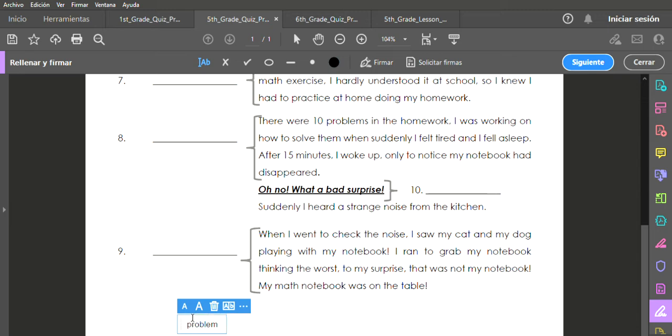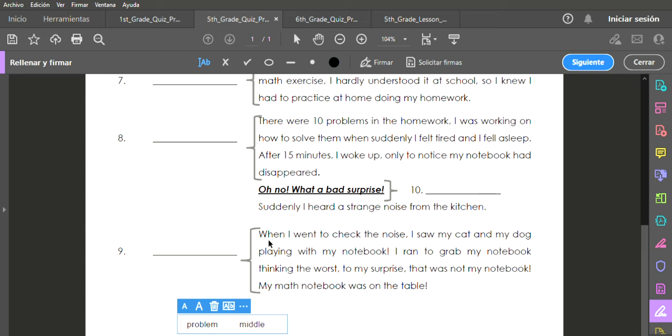Problem. The sentence that indicates a problem. La oración que nos indica un problema. ¿Ok? Middle. El medio de la anécdota. Remember that in the middle the problem is presented. Recuerden que en medio de la anécdota se presenta el problema.